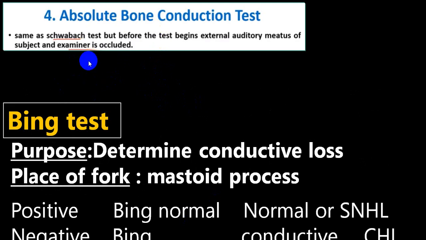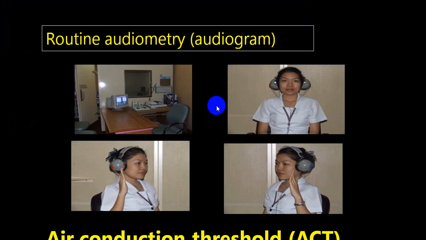There is one more test. So absolute bone conduction is like Schwabach's test only. So either you label as an absolute bone conduction test or Schwabach's test. While Bing test is again determination of the conductive loss by putting a tuning fork on a mastoid process. So you are putting on a mastoid process and you are repeating the test. That will be Bing test. And when you are comparing with the person examiner, that is called Schwabach's test or absolute bone conduction test. Mainly remember Rinne's test and Weber test.